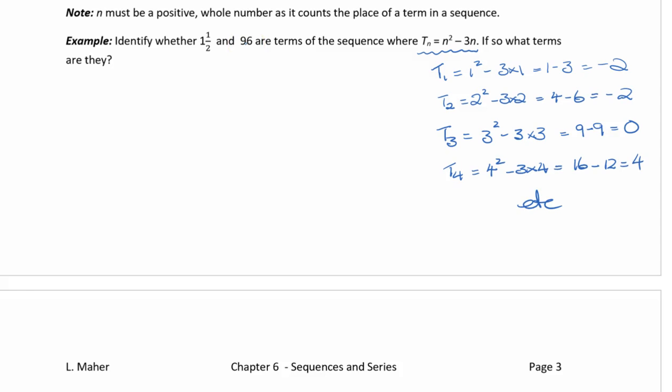96. What we can do is actually set it up with n squared minus 3n equaling 1.5. Is it possible that n squared minus 3n could equal 1.5? And that's what we want to know. What is the n position where you get a 1.5? And I'll also need to solve where n squared minus 3n is equal to 96.